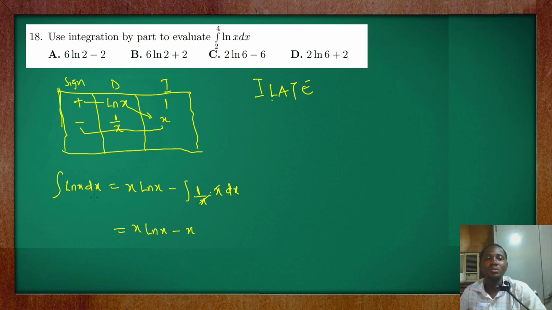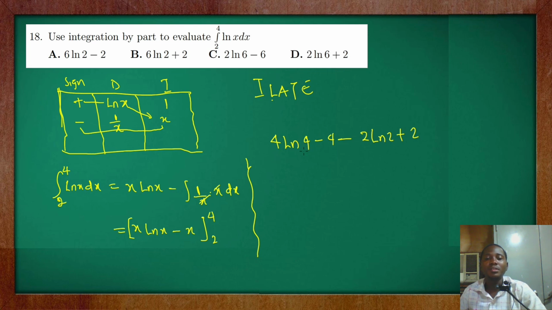So if I now invoke the bound, that's 2 to 4. So that means I'm just going to have the lower limit to be 2 and the upper limit to be 4. And if I evaluate this, I'm going to have what? 4 ln 4 minus 4, then minus 2 ln 2 plus 2. Because of this negative sign here.